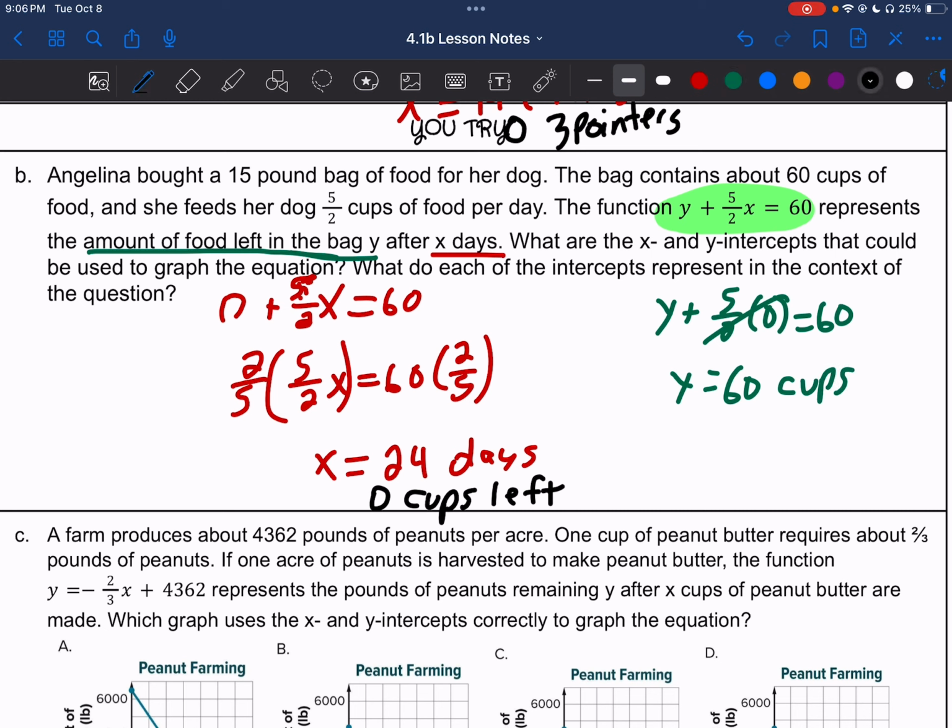And in our scenario, this would mean 0 days have passed, meaning this is when the bag is first bought. She has served food to her dog exactly 0 days, and there are still 60 cups of food remaining in the bag, which is right there what we started with. We know that it's 60 cups of food.